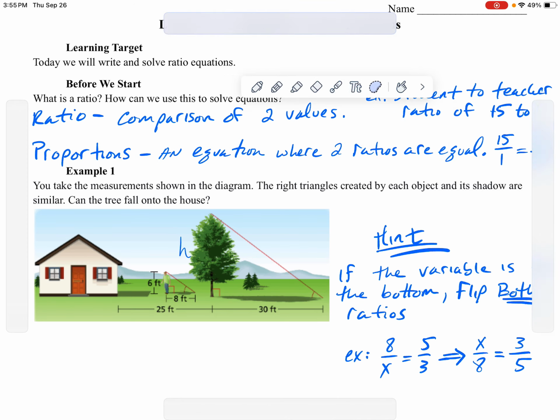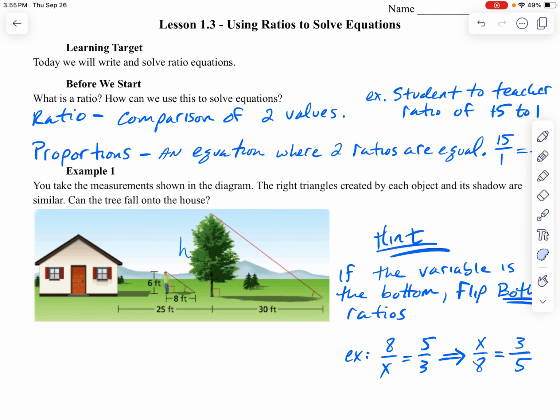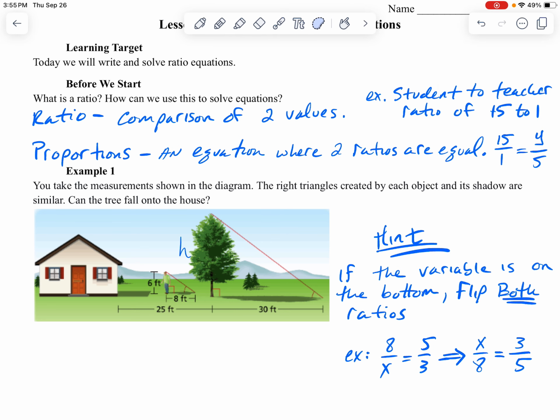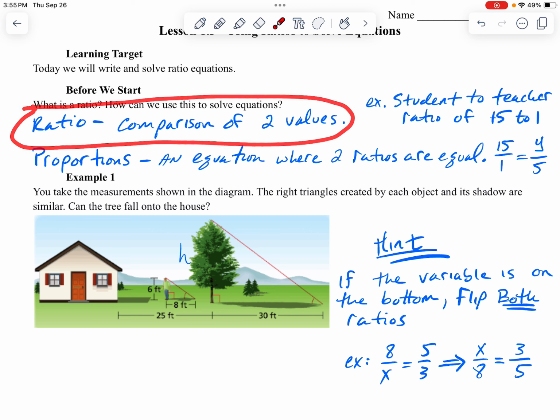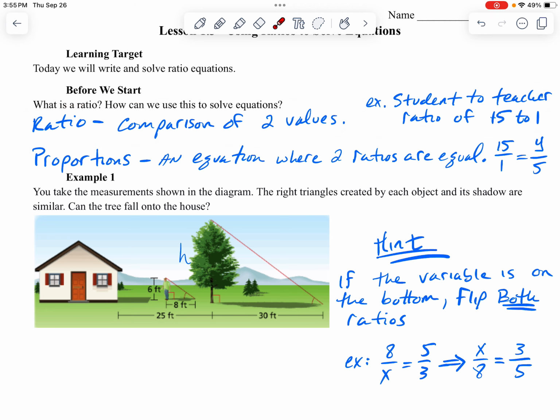In this video, I'm going to go through our notes for section 1.3, which is over using ratios to solve equations. Before we start, we probably need to talk a little bit about what a ratio is. A ratio is when we compare two values. For example, we might say the ratio of students to teachers in a class is 15 to 1.